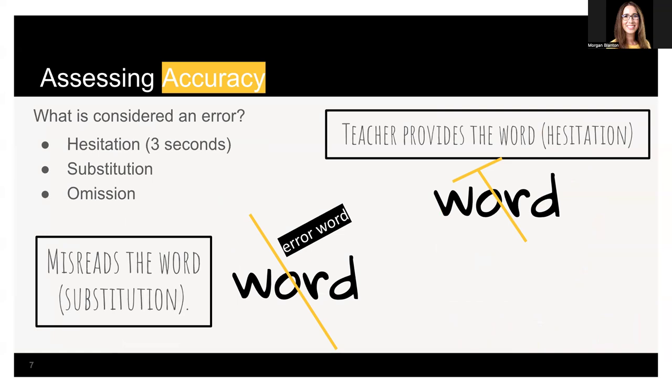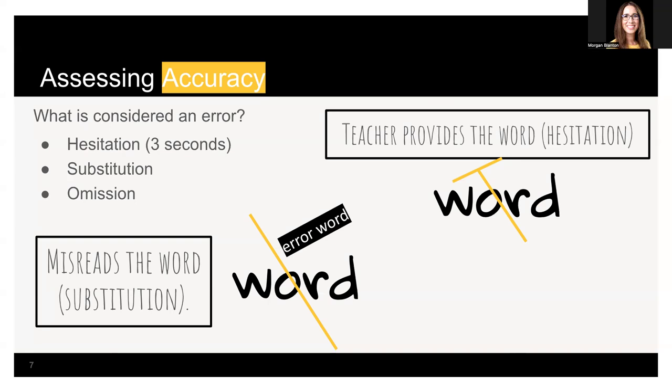So if we're going to assess accuracy, we are going to be looking at how a student reads and if they get them correct. And if they don't, how do we make notations about that, and what does it tell us? So first, what is considered an error? So when a student is reading a passage, we give them approximately 3 seconds to say the word. So if a student hesitates and they're trying to figure out the word and it takes them a little bit, we don't want to wait more than 3 seconds to tell them the word.